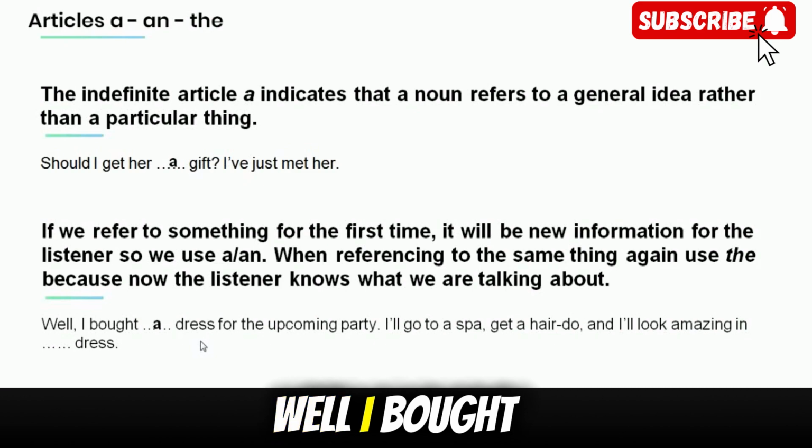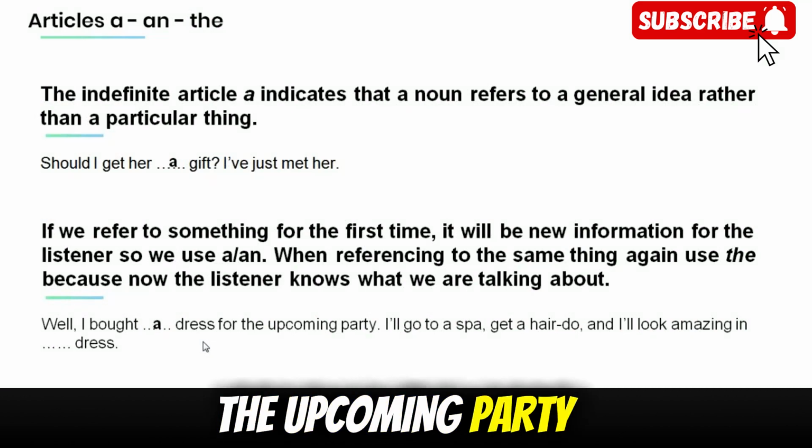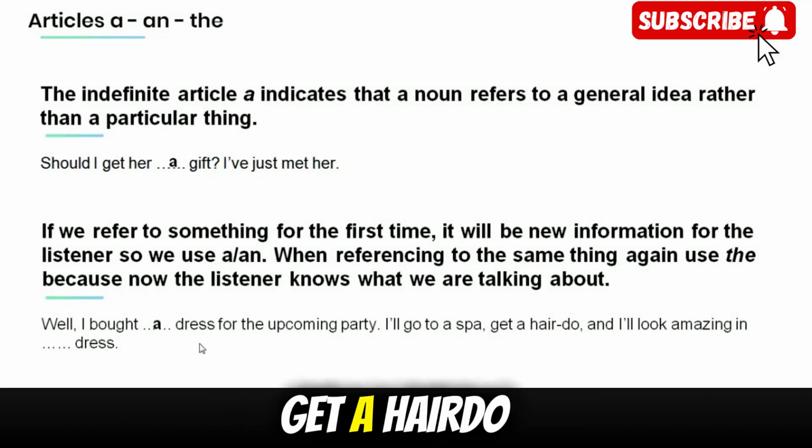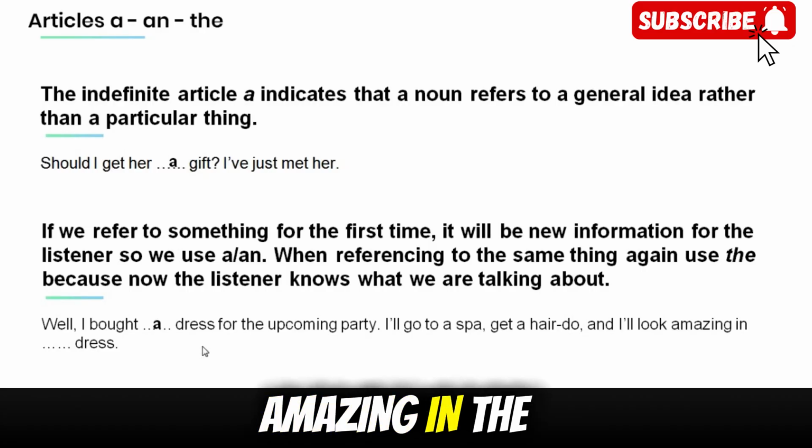Well, I bought a dress for the upcoming party. I'll go to a spa, get a hairdo, and I'll look amazing in the dress.